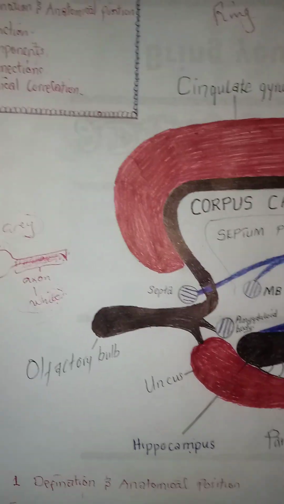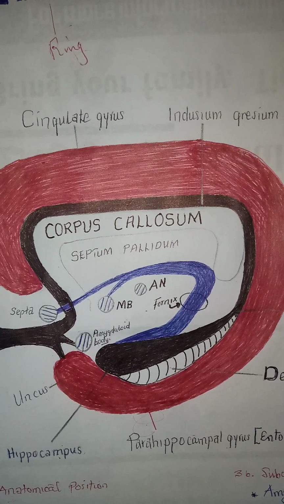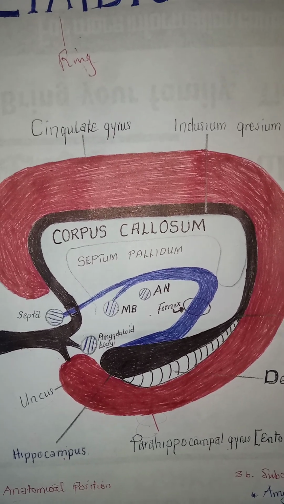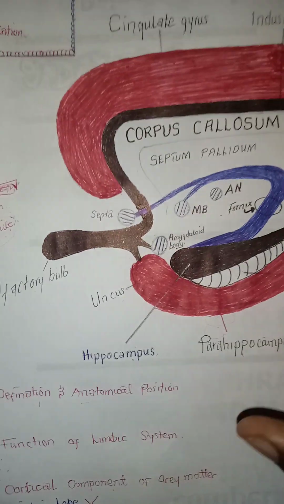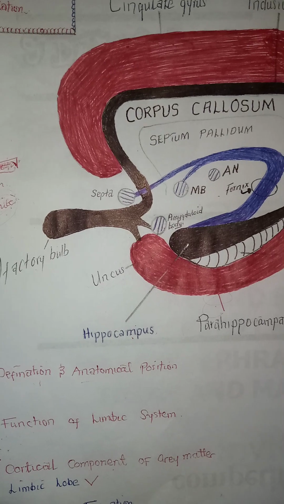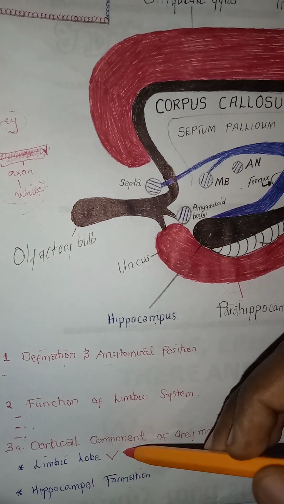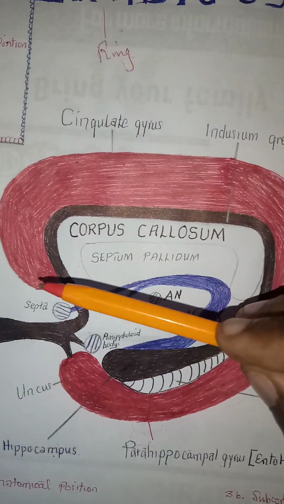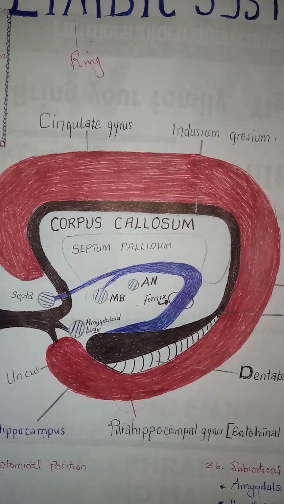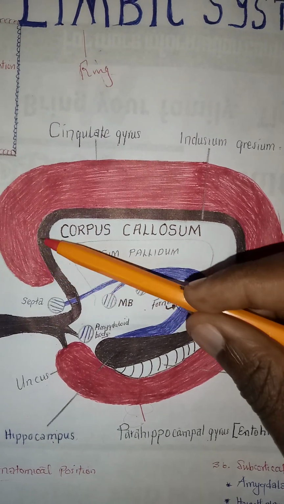Okay, so now this is the part which we are going to look at. We'll start with the cortical component. The cortical component has two main components. We start with the limbic lobe. Here is the limbic lobe. This makes sense now since we said the limbic system is a ring-like structure, so this is a ring-like structure.